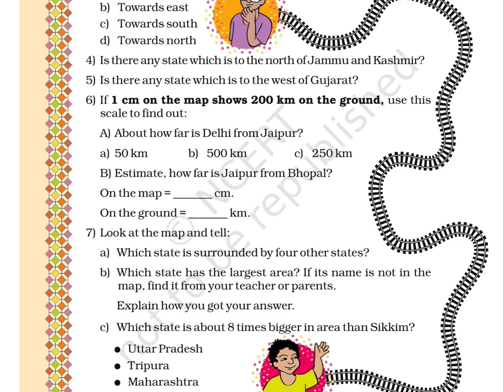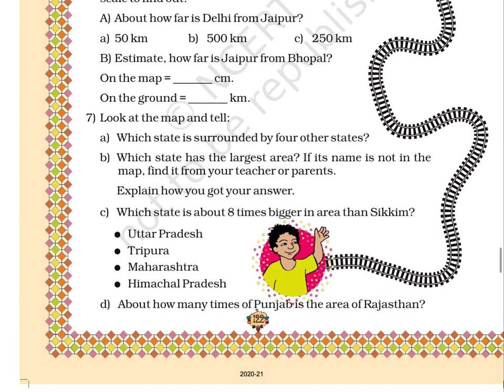7. Look at the map and tell A. Which state is surrounded by 4 other states? B. Which state has the largest area? If its name is not in the map, find it from your teacher or parents. Explain how you got your answer. C. Which state is about 8 times bigger in area than Sikkim? Uttar Pradesh, Tripura, Maharashtra, Himachal Pradesh. D. About how many times of Punjab is the area of Rajasthan?